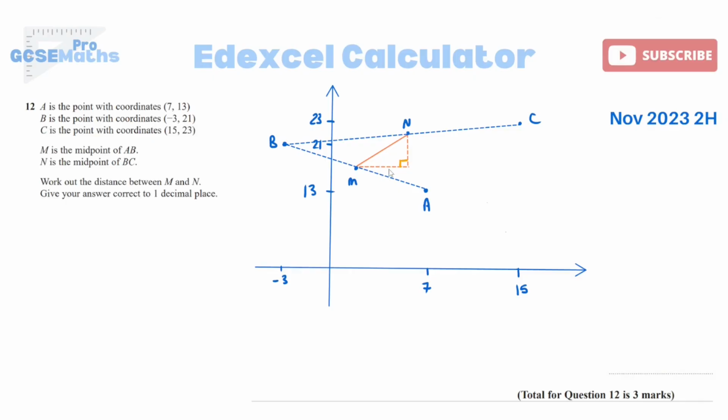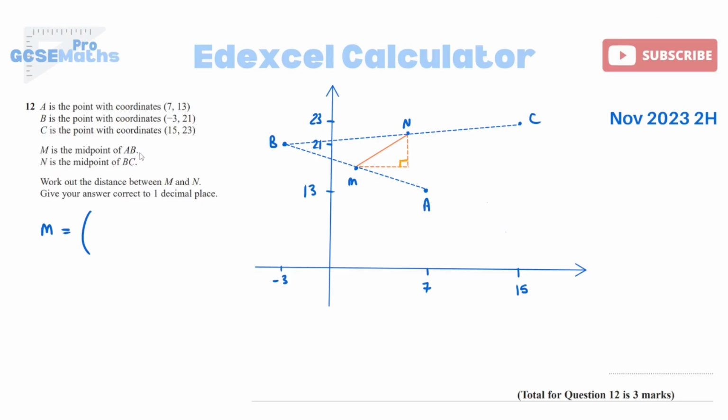Now, the reason I've drawn these dashed orange lines is because this is a diagonal, effectively a hypotenuse. So what we need to do is work out the midpoints of AB and BC, which are the coordinates of M and N. To work out the midpoint, you always just add the 2 coordinates together for x and for y and then divide them by 2. It's kind of like an average, isn't it?